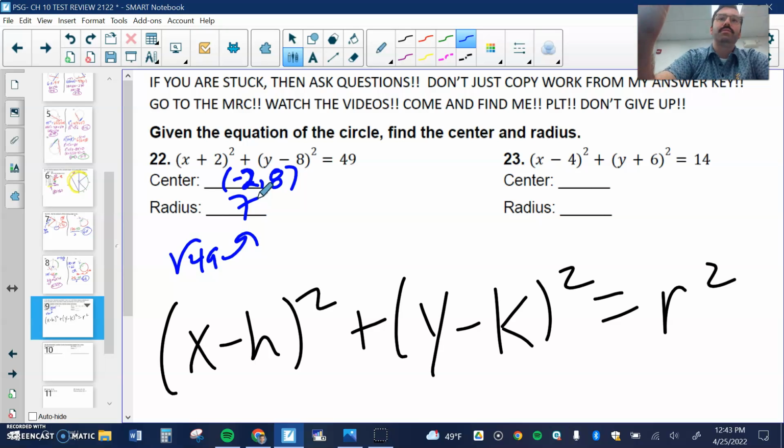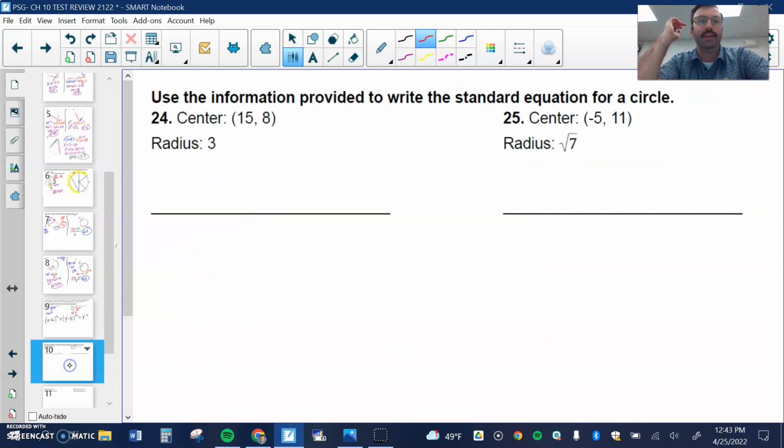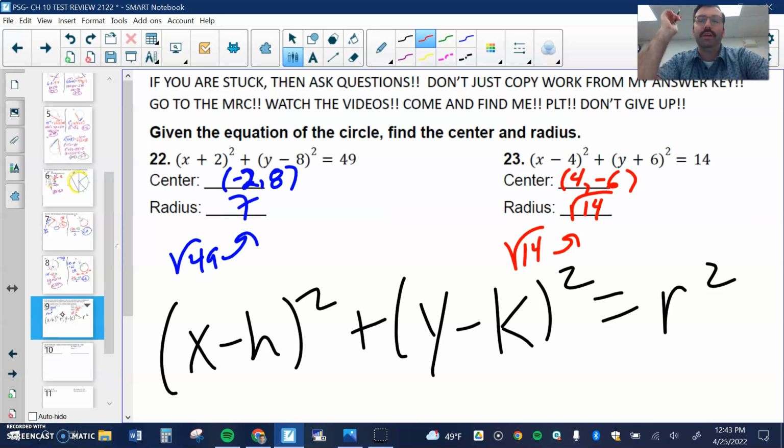This one is a little different. The center is actually the opposite of negative 4, which is positive 4, and the opposite of positive 6, which is negative 6. Now, for the radius, it is the square root of 14. There is no square root of 14, so I just write it as the square root of 14. All right? There we go.